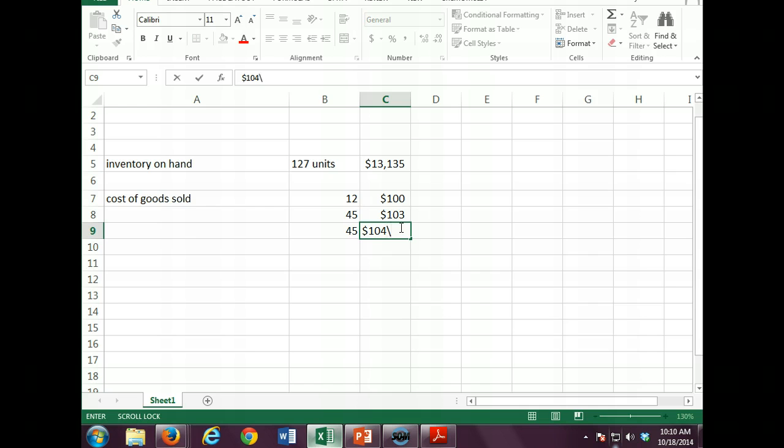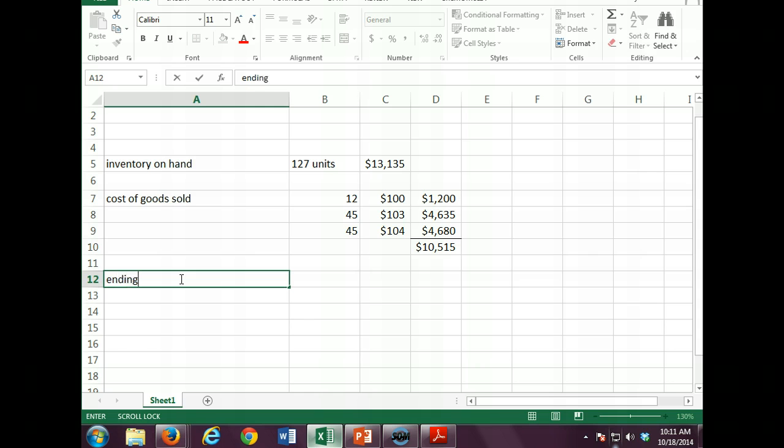Am I screwing up? Let me just redo this. So 12 units at 100, and then we've got 45 units at 103 and 45 units at 104. So our cost of goods sold should be $10,515.